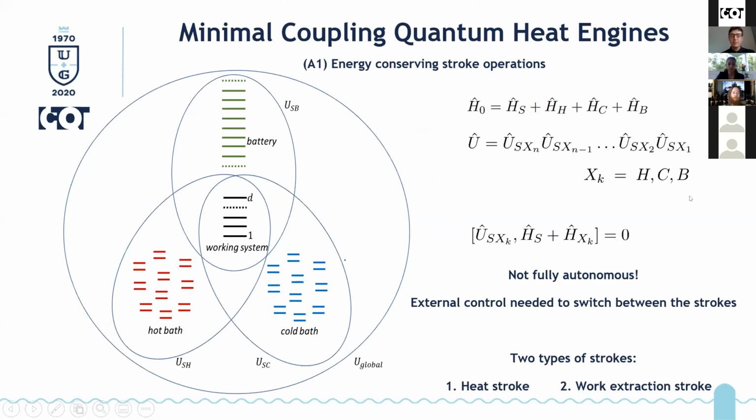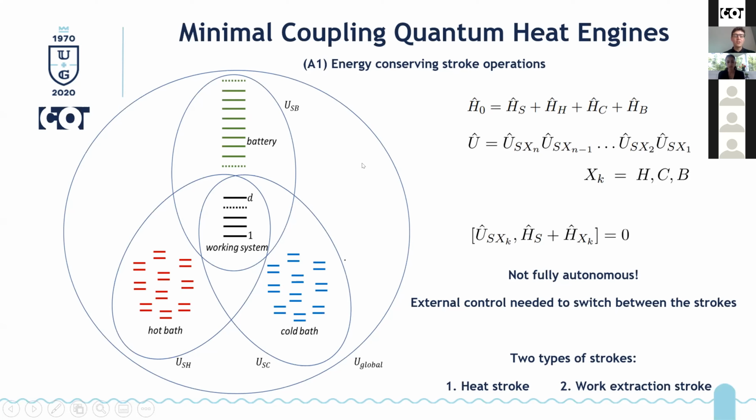So yes, this is the model. This is the first postulate. I will walk through the postulates before giving you the properties of the model. So here the fact that we separate the cycle into these steps means that the model is not fully autonomous. What I mean is that in order to switch on and switch off the interactions between the battery and the cold bath and the hot bath, you need some external system that would be able to implement these operations. And the dimensionality of this external system should be counted in as well.